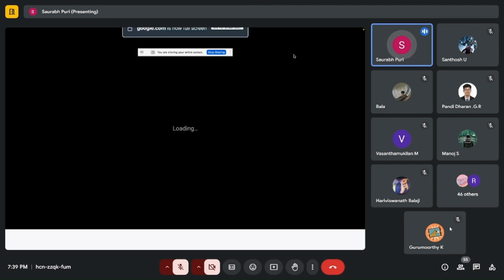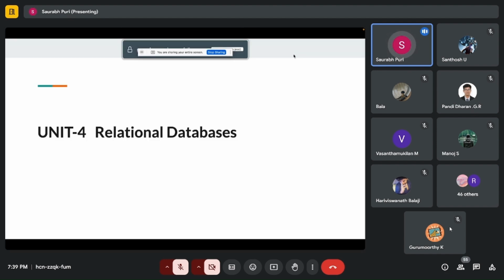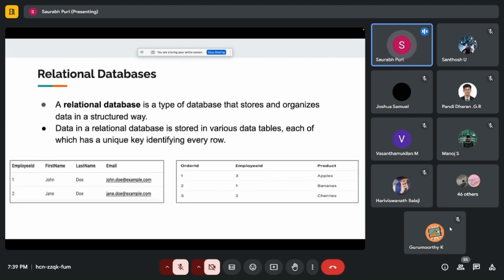So let's start with what we did yesterday, which was relational databases. Let's have a quick recap. We did relational databases, and we did the ER diagram also. I don't think that needs a recap, because that is pretty simple.